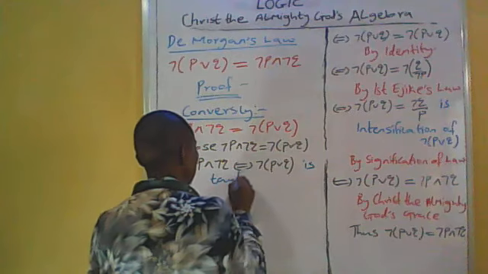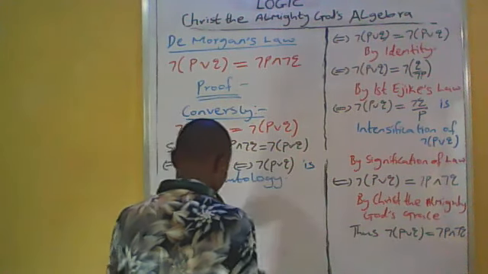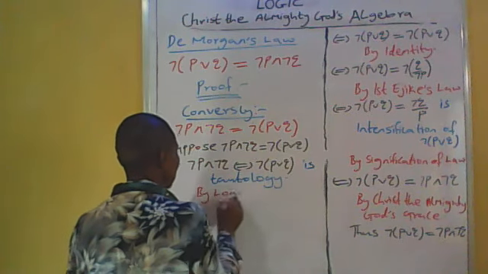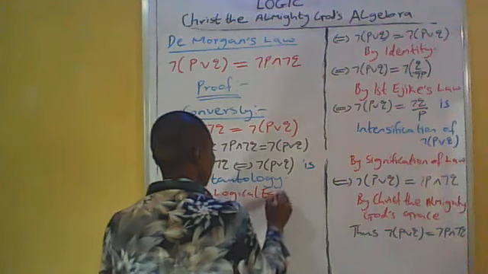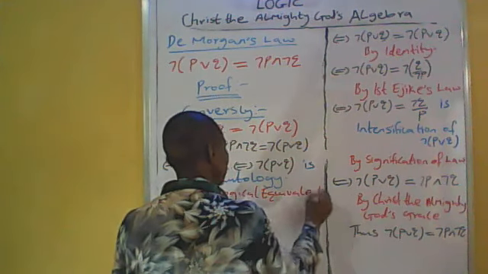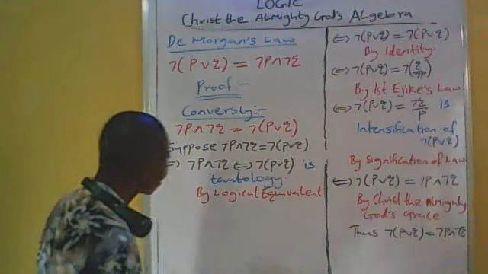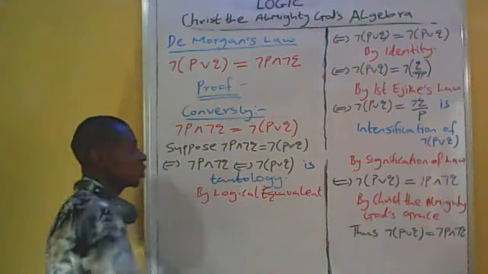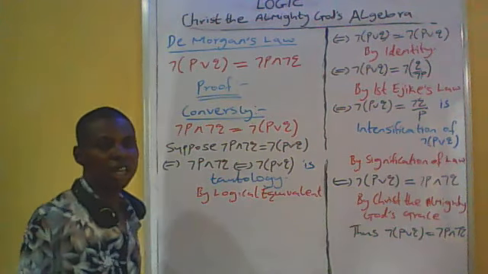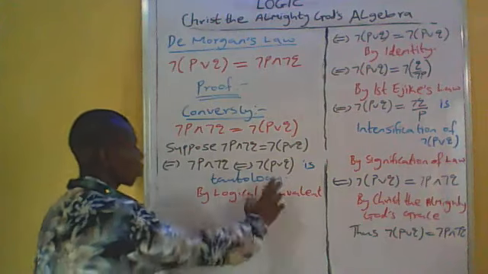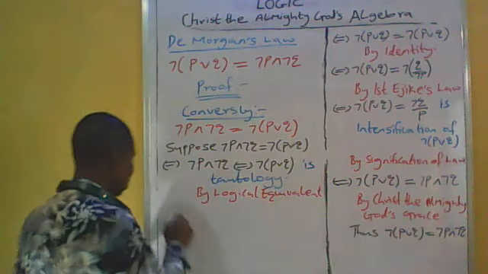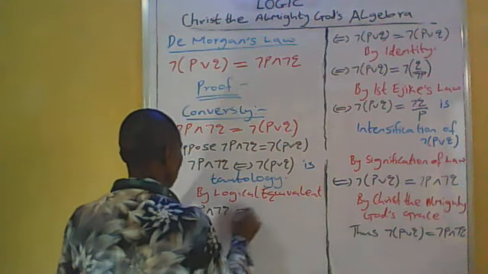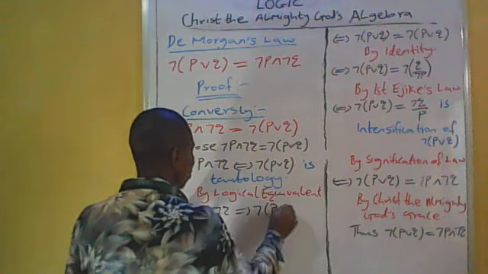Is tautology being justified by logical equivalence? Now, since this statement is a tautology, we can also further transform it to a conditional statement, and it will still preserve tautology. That means if and only if not P and not Q implies not bracket P or Q.